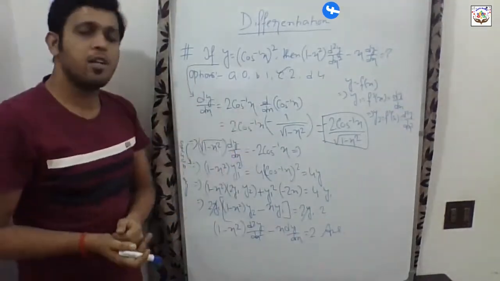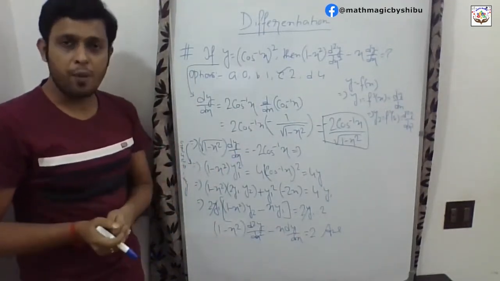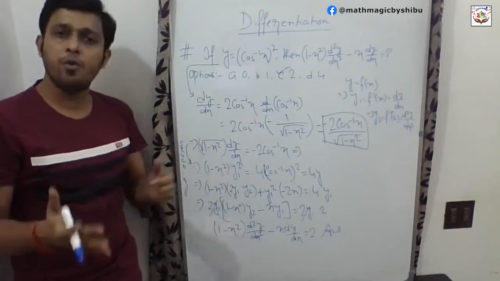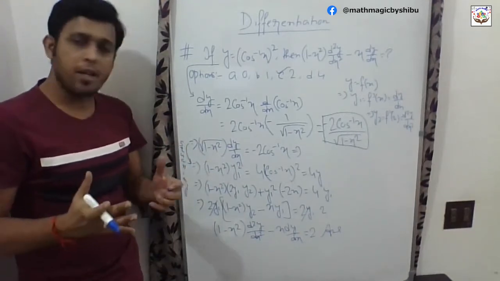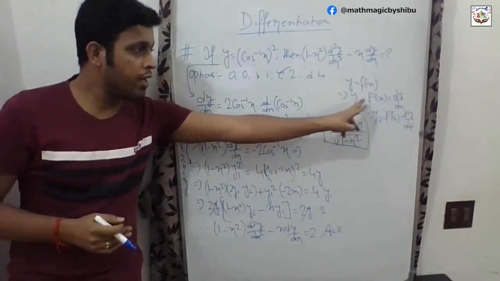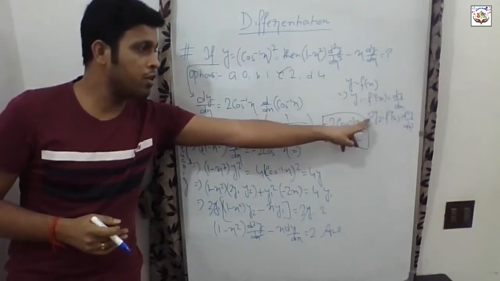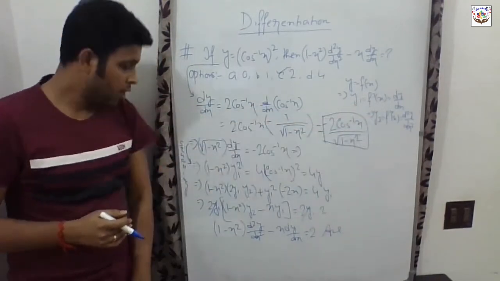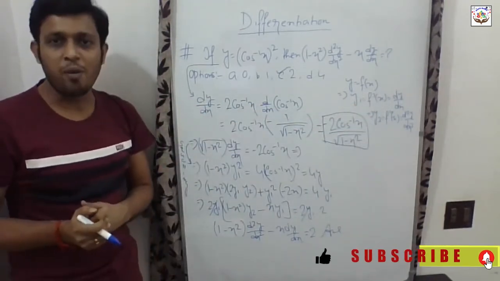So I hope you have understood this problem. Just go step by step and pause the video if you require, so it will be easy to understand. Do not forget y1 equals to dy dx and y2 equals to d2y by dx square, right? So we'll move on to the next problem now.